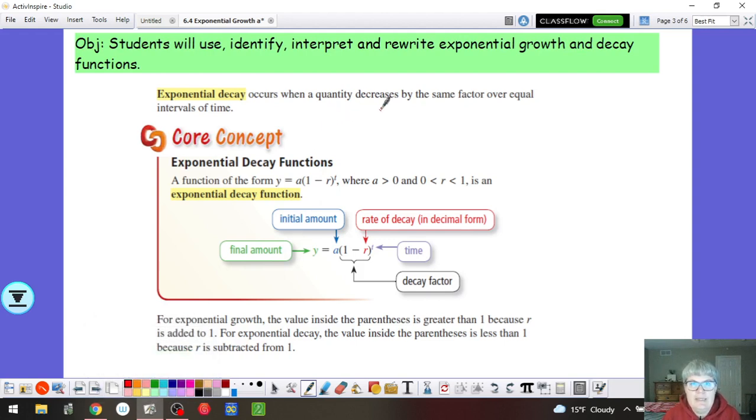Exponential decay decreases by the same factor over equal intervals of time. The only difference between the exponential growth and the exponential decay functions is that in the exponential decay, you're going to subtract that rate of decay. And because we are subtracting the rate of decay, our growth factor will actually be less than 1. If you notice the last problem, when we increased, our growth factor was 1.06, which is more than 1. When it comes to a decay, this value here will be smaller than 1 because we are subtracting from 1.